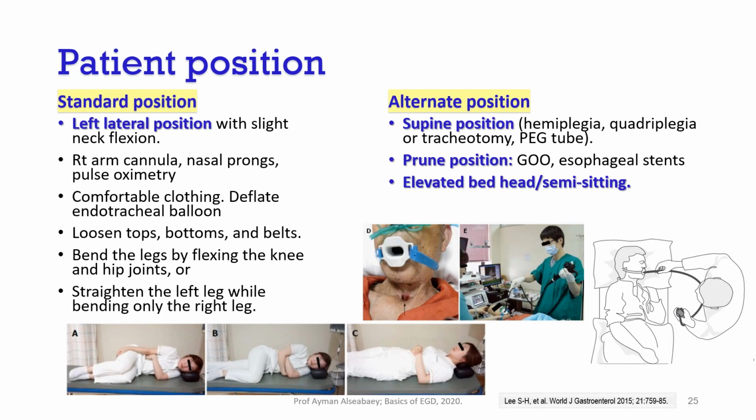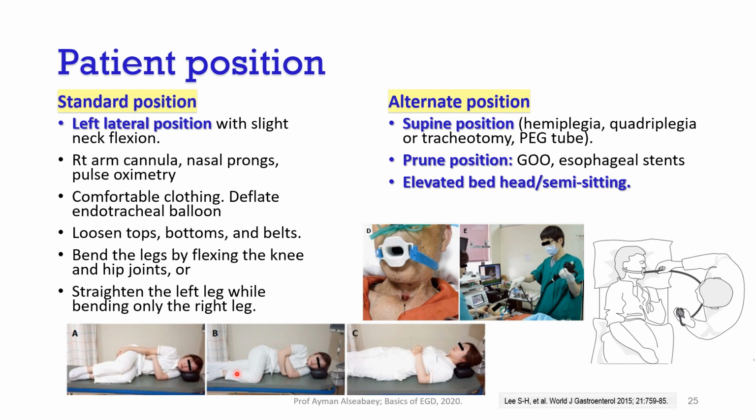What is the best position for the patient during endoscopy? There is a standard position and we have alternative positions. The standard position, as we see in this image, is that the patient should lie in the left lateral position, okay? His right arm is above his body, and the cannula is present here to make it easy for the nurse to give fluids and anesthesia. His left arm is flexed at the elbow joint, like this. Both knees are flexed, so the anterior abdominal wall is not rigid, and it allows expansion of the organ.